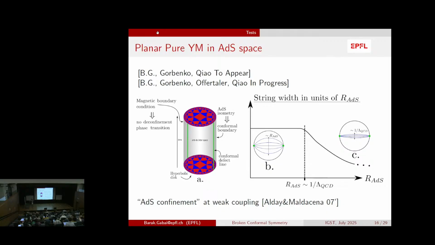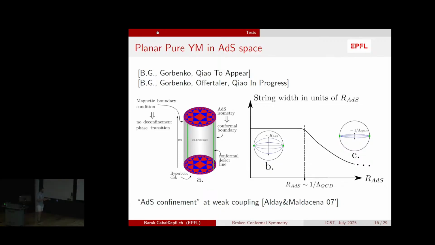Good, so this is a setup that we would like very much to study because we have one limit, small radius, where we can compute things in perturbation theory and use the UV description of Yang-Mills.